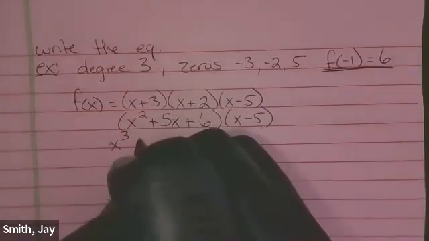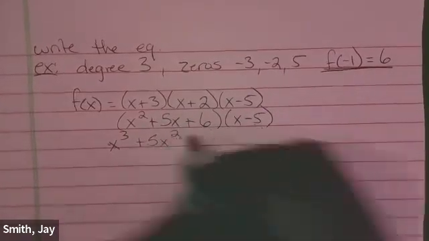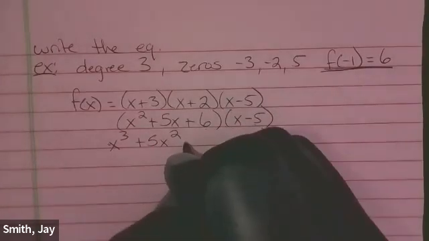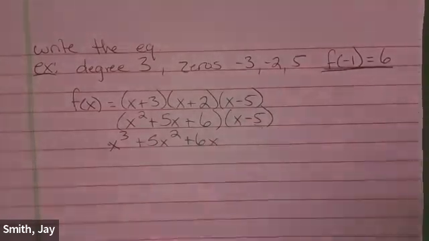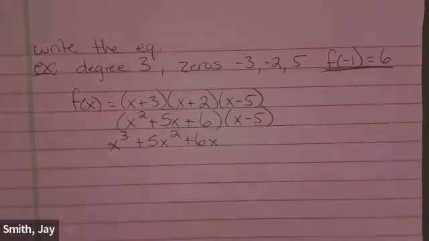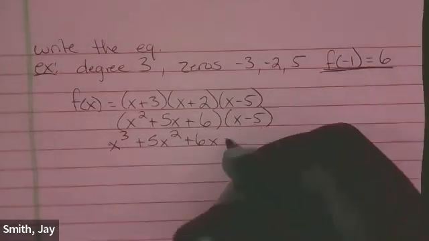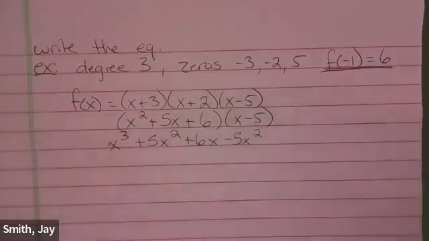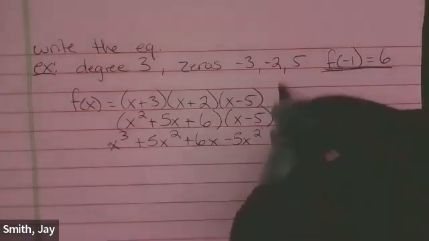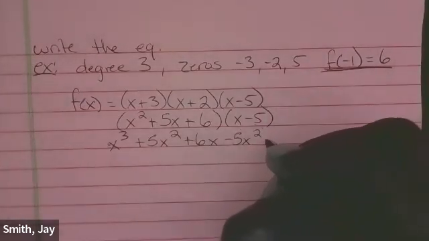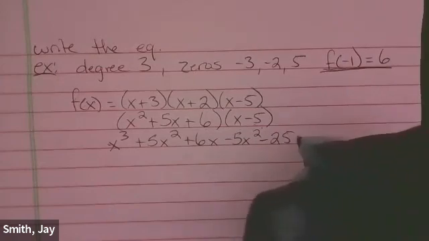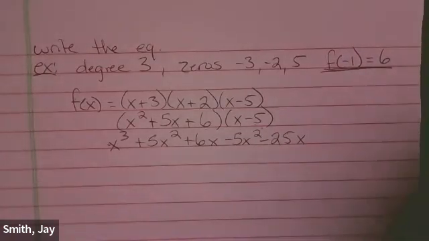5x times x gives me a positive 5x squared. And 6 times x gives me a positive 6x. Now I'm going to multiply everything by negative 5. Negative 5 times x squared gives me a negative 5x squared. Negative 5 times a positive 5x gives me a negative 25x. And negative 5 times positive 6 gives me a negative 30.